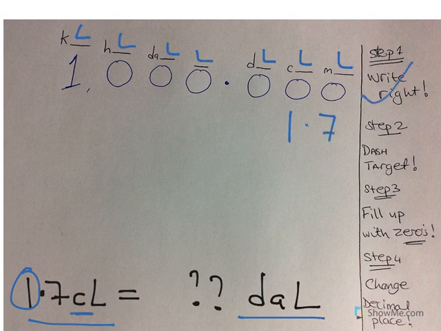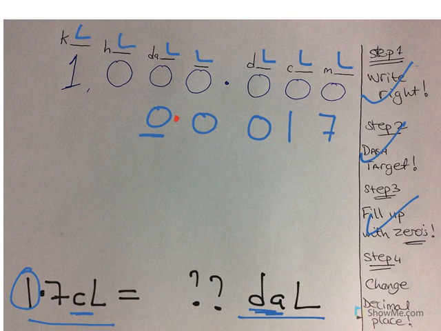That's job done. Step 2, put a dash underneath my target. So let's put my dash underneath my target. My target is DA, so decaliters. Let's put it there. Step 3, fill up to the dash with zeros. And that's that and that done. So step 4, finally, change the decimal place. So where does the decimal place go? Well, the new one must always go to the right. So yeah, our new decimal place goes to the right hand side of the dash. And now all we have left to do is erase the original decimal point, which is here.